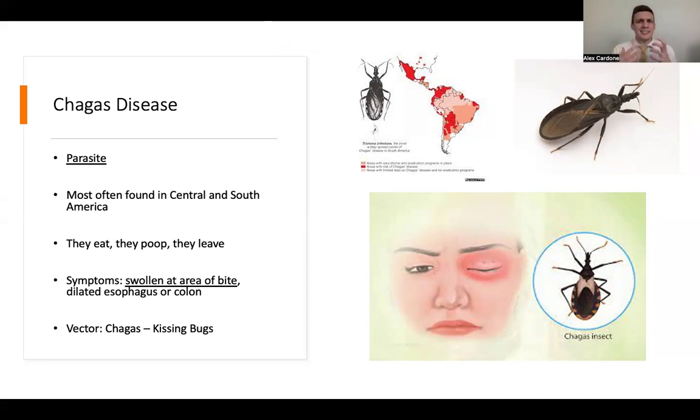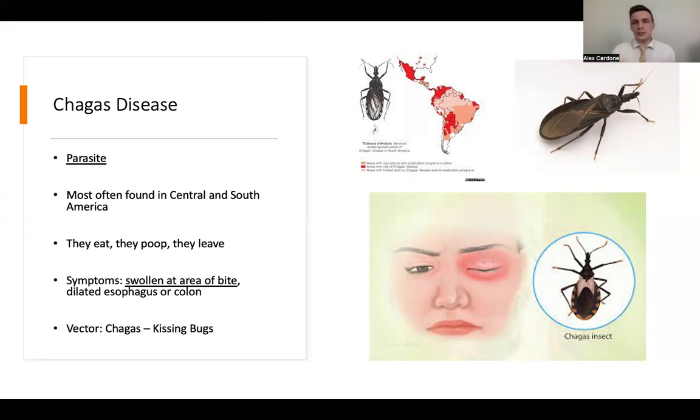The biggest thing with Chagas is they like to feed on the blood and the fluids of animals and also people. So they may find an individual that is sleeping and bite the individual. They eat, they poop right where they are, and then they leave. The parasite is found inside of the Chagas insect, and whenever it defecates onto that freshly opened wound, that's where the infection can take place.